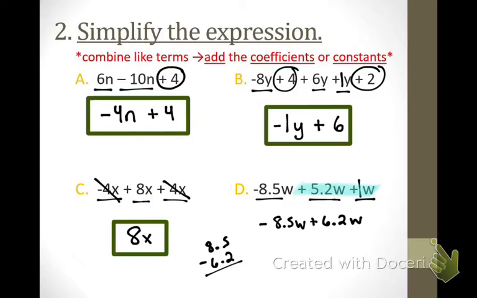Who could tell me what the answer is once you've found it? Ellie, what'd you get? 2.3. Take the sign of the larger number. Negative 2.3W. And that is as simplified as we can get it. Any questions on that one?